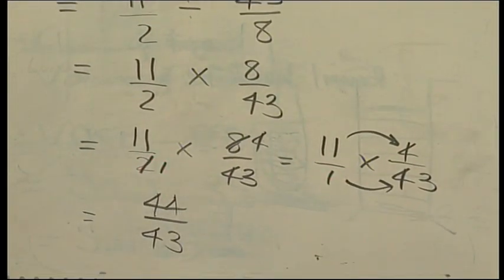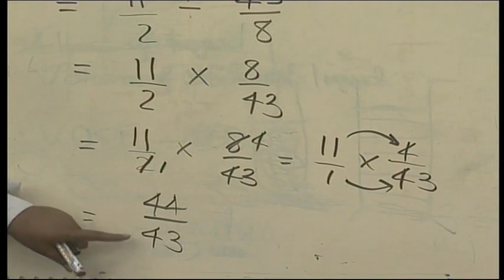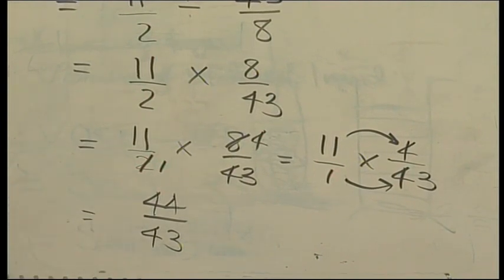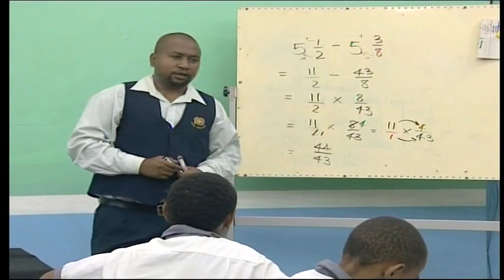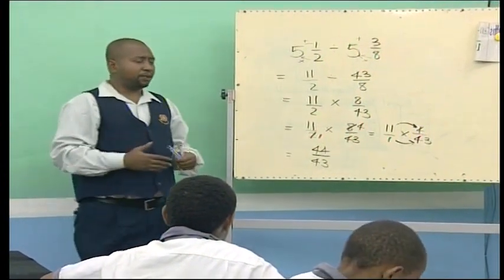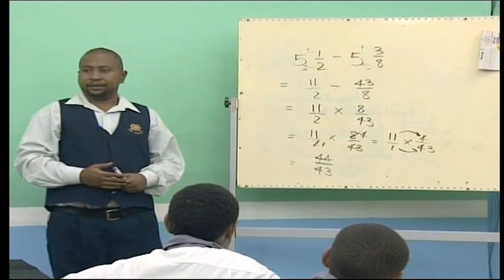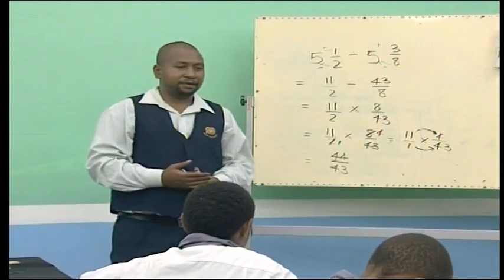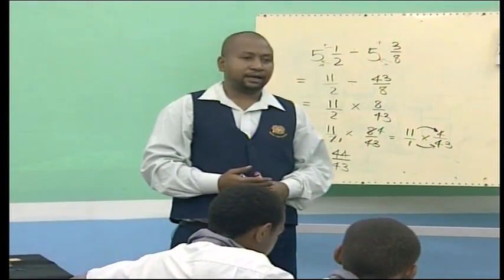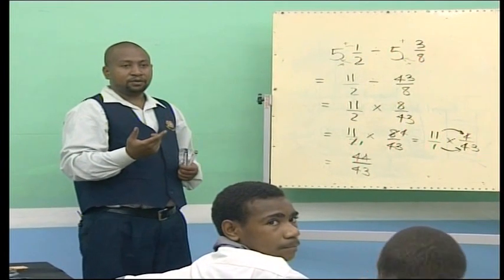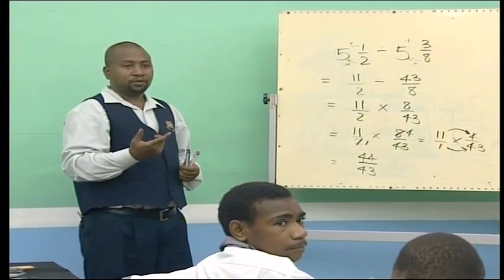Now, 44 over 43. Is that our answer? 7As, receiving students? No. So what should be our answer? What is the last step? Colin: We divide 43 by 44. Very good.